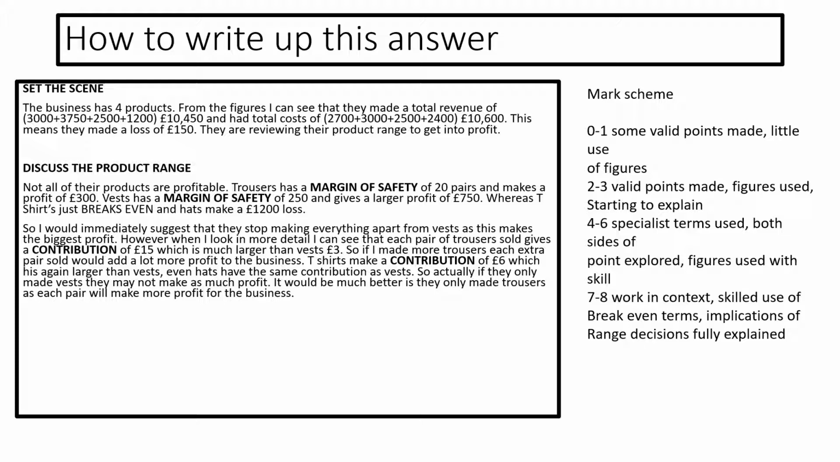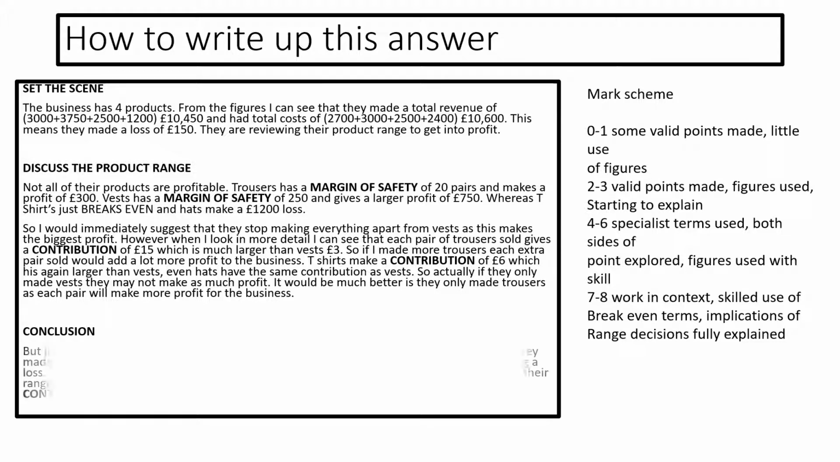T-shirts makes a contribution of £6, which again is larger than vests. And even hats have a contribution of £3, the same as vests. So actually, if they only made vests, they would not make as much profit. It would be much better if they only made trousers, as each pair will make more profit for the business. So I have looked at my product range in a bit more detail now. I would say I've used my figures with skill.